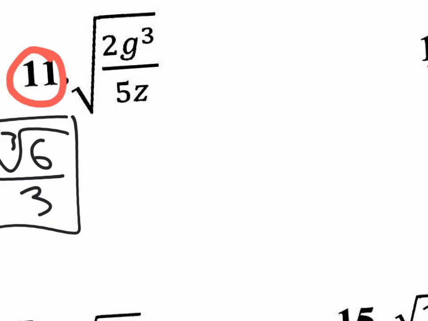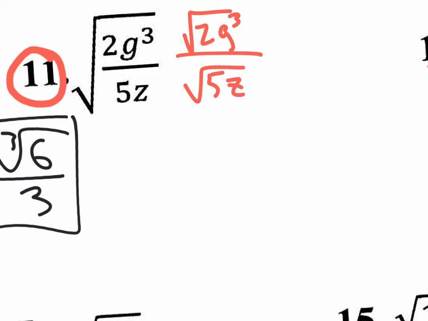Jumping to number 11, let's split the roots. We have the square root of 2g to the third over the square root of 5z. So we're going to have to multiply both top and bottom by what? Square root of 5z. Now you couldn't do this if it was a third root. You'd have to think of rational exponents. So top and bottom by the square root of 5z.